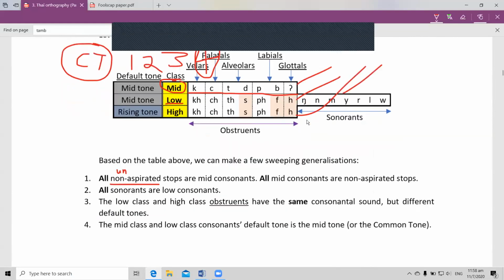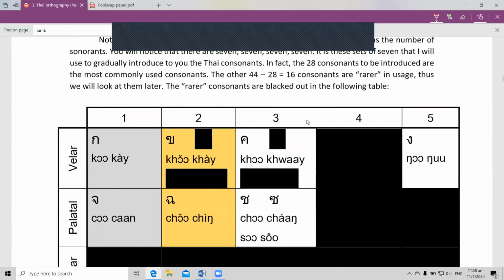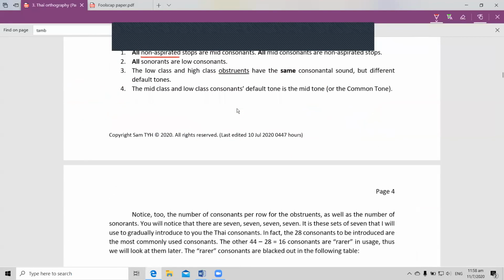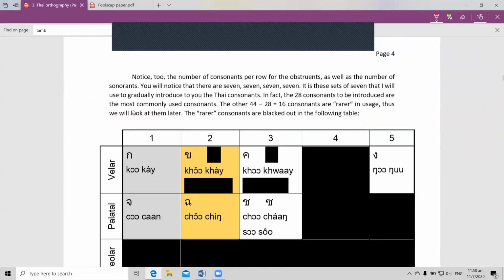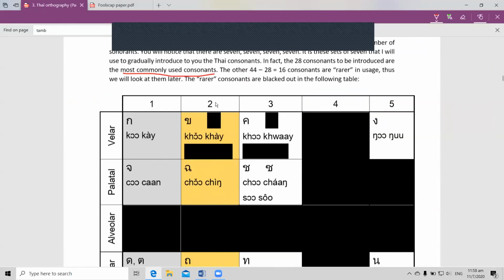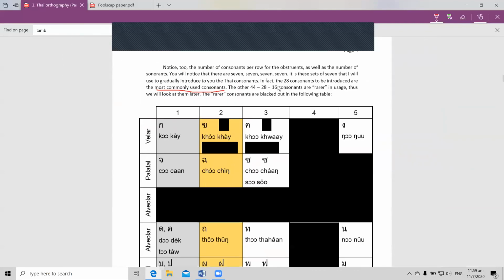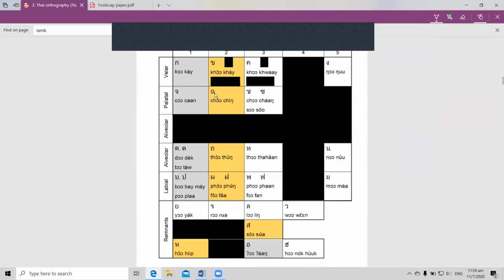All right. These 28 consonants that we're going to learn in this chapter are the most commonly used consonants. In the same table as above, I've blacked out those remaining 16 rarer consonants. Those are all blacked out. So let's look at what we have for each class that we're going to learn.